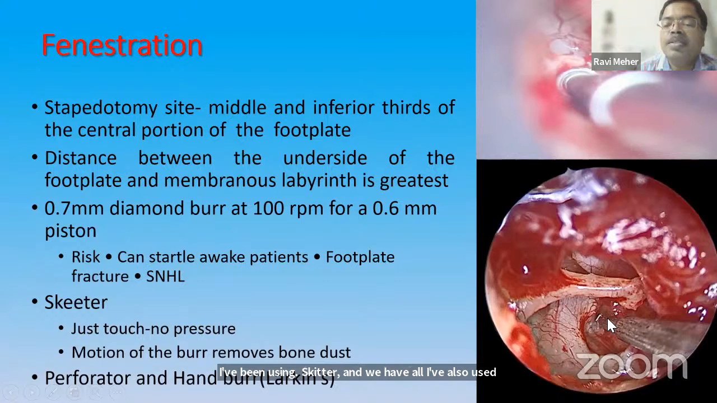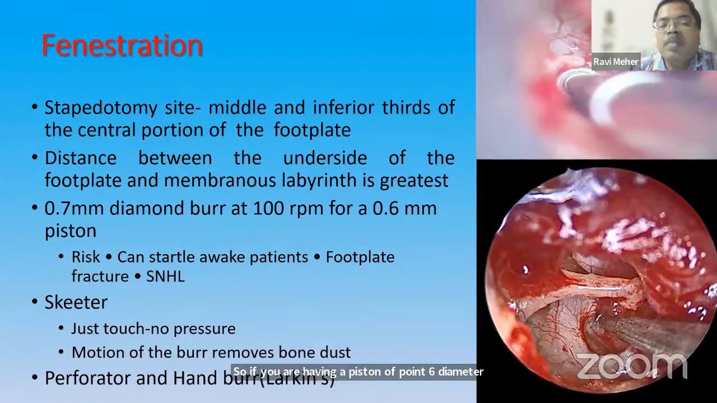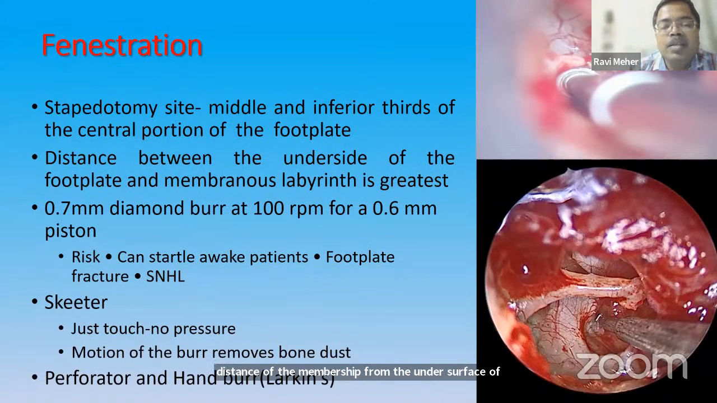The 0.7 millimeter perforator is used to put a piston of 0.6 millimeter, right? So if you're having a piston of 0.6 millimeter diameter, use a 0.7 millimeter diamond burr, or a 0.7 millimeter perforator to perforate the footplate. What is the site of perforation? It is usually in the posterior half of the footplate, because at this point, the distance of the membranous labyrinth from the undersurface of the footplate is greatest. So you will not be damaging the membranous labyrinth, right?